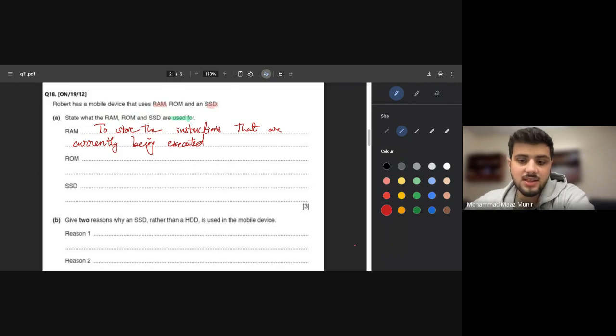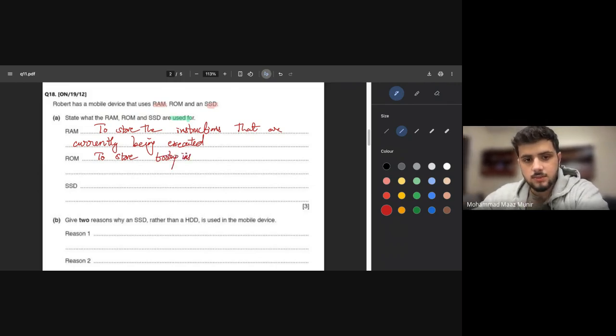Then ROM को तो हमने इतनी दफा देख लिया. ROM is basically your non-volatile memory which stores boot up instructions or the BIOS. So हम ये कर सकते हैं to store boot up instructions or BIOS कर लो. See?